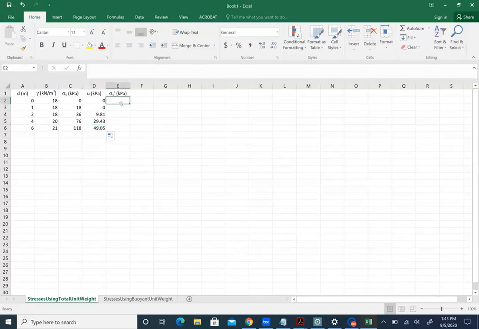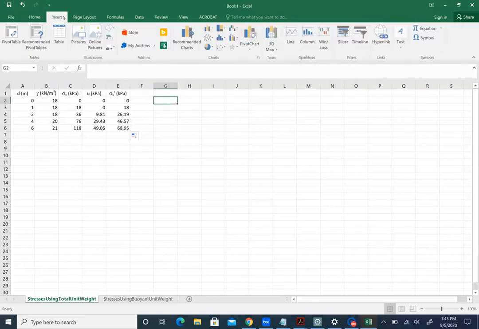Okay, then to compute sigma v prime is really easy, right? This is the equation I said you should memorize. It's just equal to sigma v minus u. So column C minus column D, we've got that cell in there, and then we drag and drop, and our table's done, right?